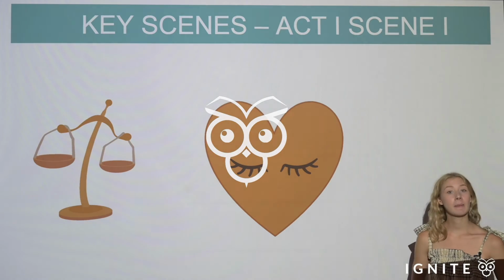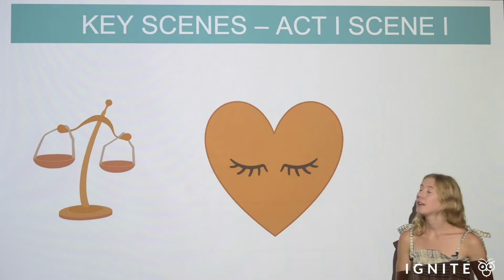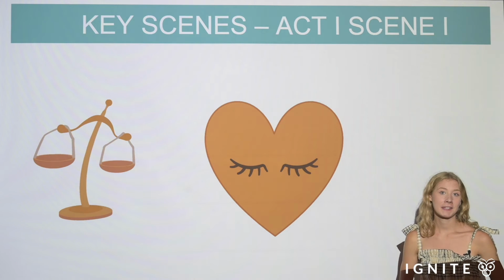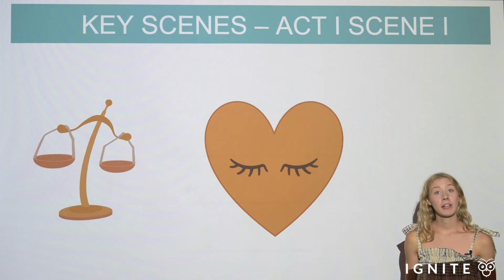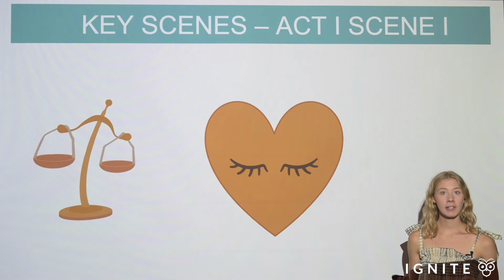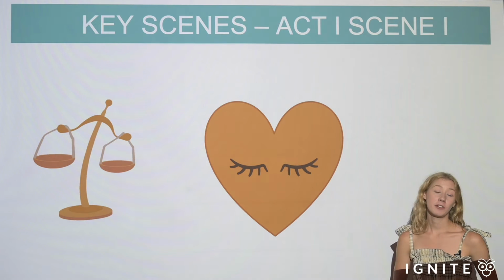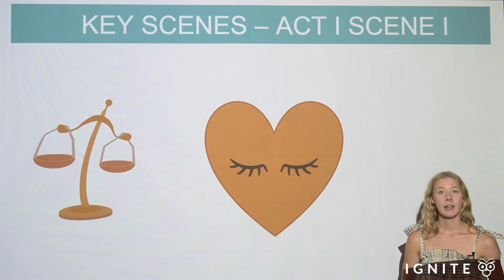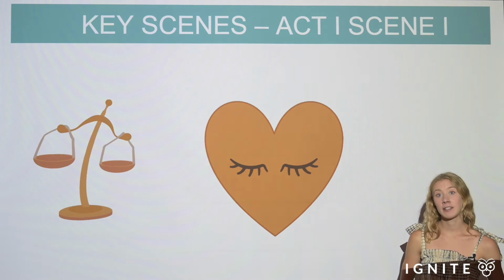So the first one that we're going to be looking at is Act 1, Scene 1. It's a good place to start because it's the beginning. In this act, we're introduced to the characters more broadly, but in Act 1, Scene 1, we're introduced to the Athenians, being Lysander, Hermia, Demetrius, and Helena.